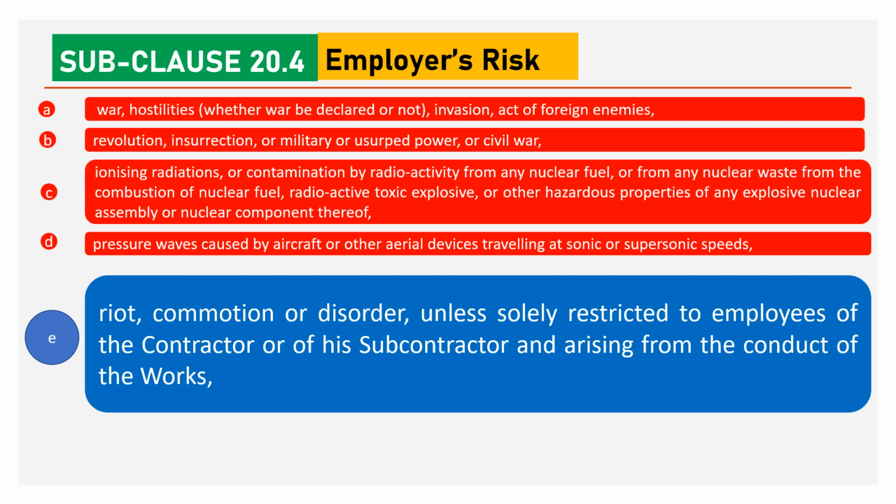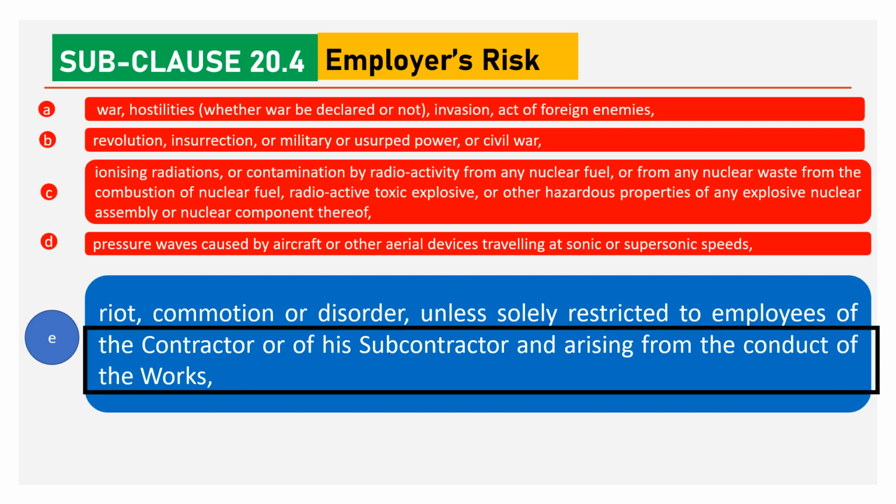Riots, commotion or disorder. This is very important. Riots, commotion or disorder is the employer's risk. However, an exception is available if the riots, commotion or disorder is due to the contractor's or his subcontractors' employees. This will not be an employer's risk.